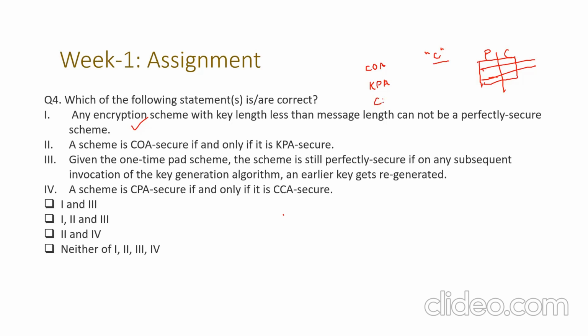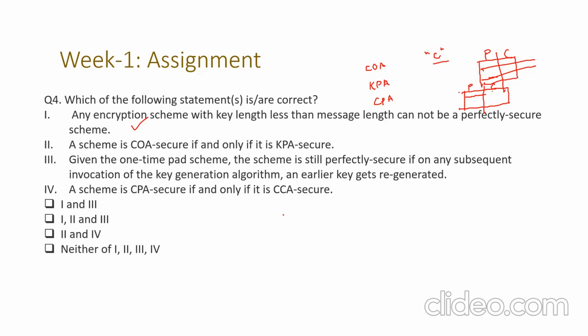Then comes CPA security, where again it can gather on its own such a table of plaintext and ciphertext, with the extra advantage that for which plaintext it wants to see the corresponding ciphertext can be controlled by the adversary.